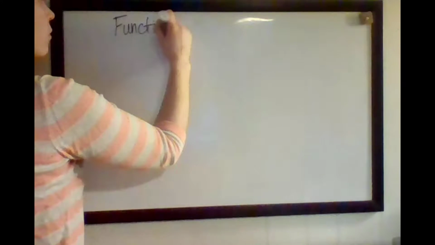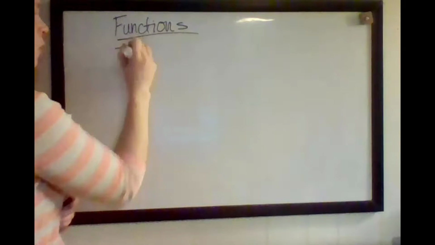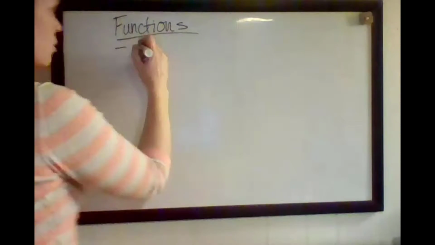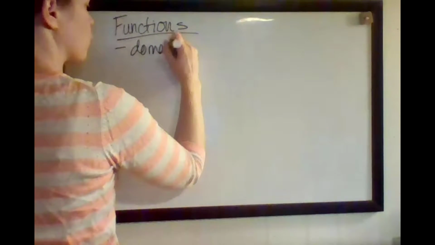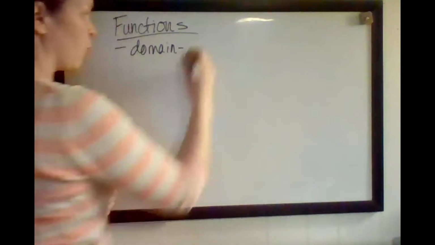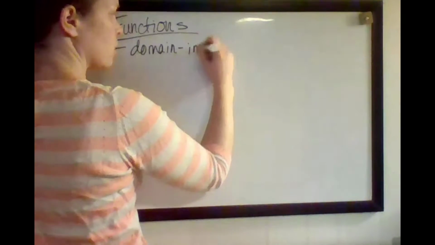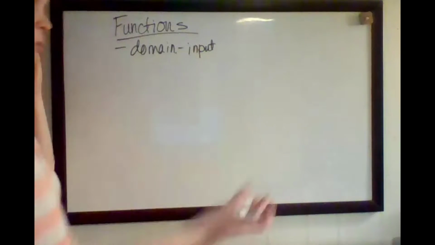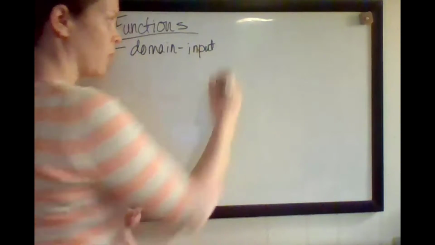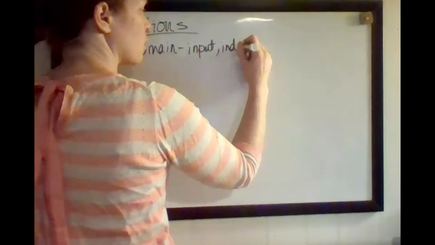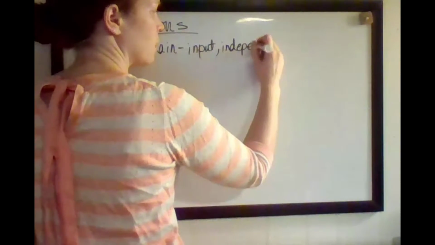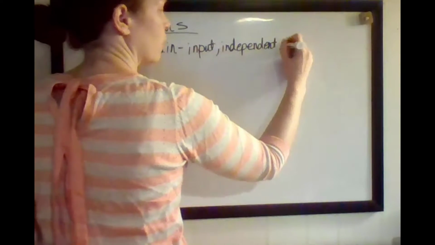Looking at some definitions of what a function is. Start defining what a function is. Functions. So before I define what a function is, some things that go with it. First, the domain. When we talk about domain, we're talking about the inputs, the things we're putting into a function. It's sometimes also looked at as the independent variable.